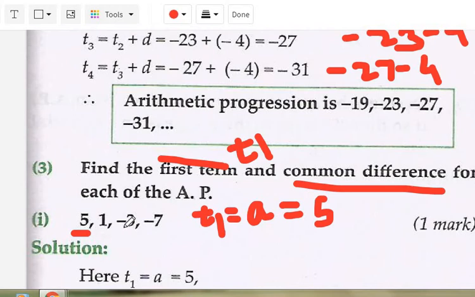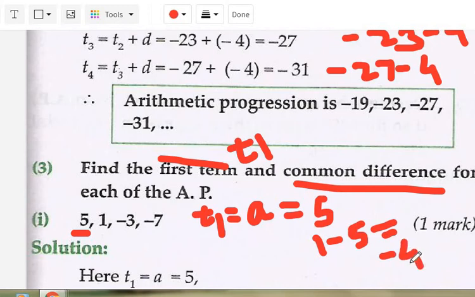Suppose this is t1, t2, t3 and t4, okay. Now t2 minus t1. t2 means 1. 1 minus 5, that is your common difference. 1 minus 5, greater number minus smaller number. 5 minus 1 is 4.